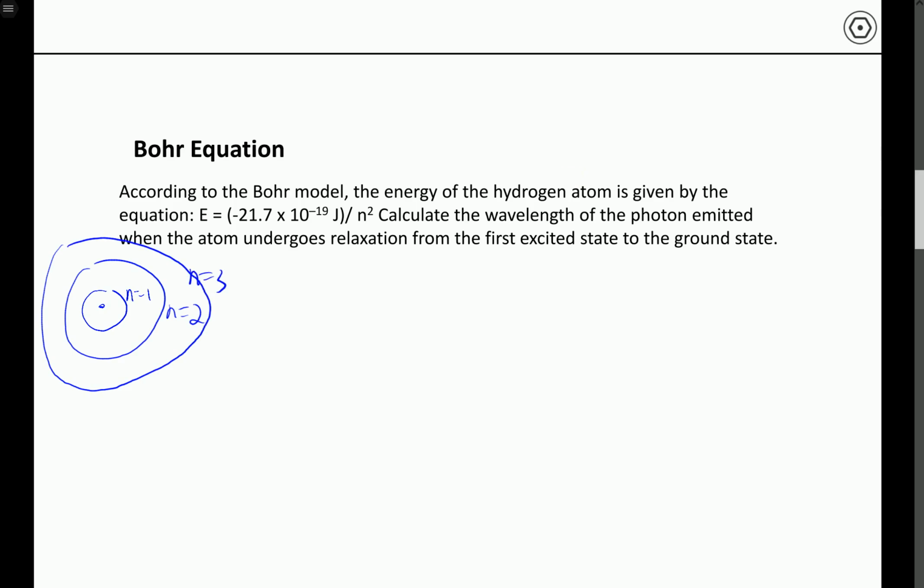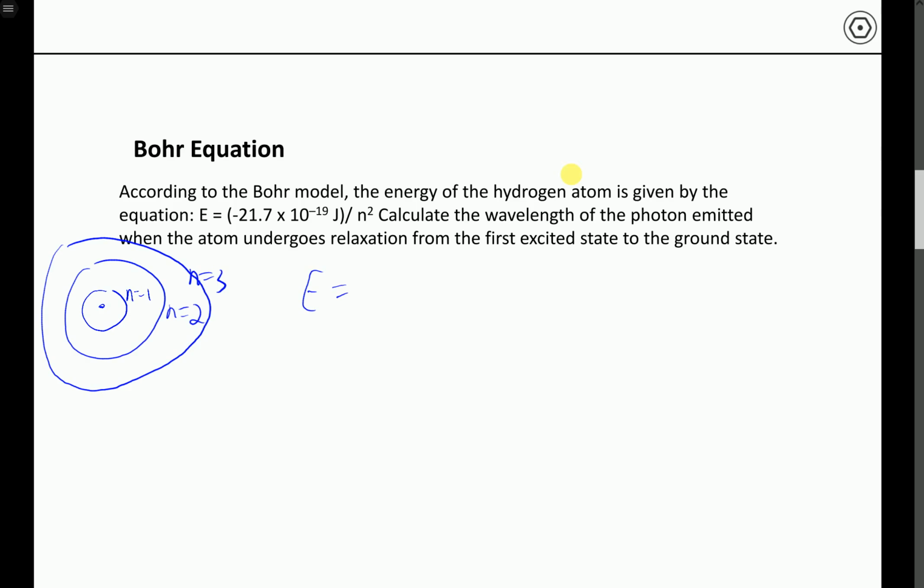They should be circles. I just did a bad job of drawing them. So as we get farther and farther away from the nucleus, or higher and higher energy, that corresponds to raising the value of n. And we have this equation here that tells us the energy is a function of n.